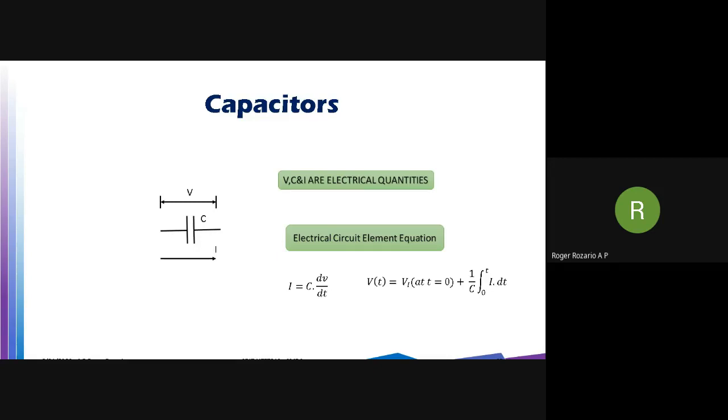So these are the circuit element equations, the electrical circuit element equations for a capacitor. They can be expressed in two forms: one is the differential form and the other is the integral form. The differential form is i equal to C dv by dt, and the integral form is v of t equal to V1 or Vi plus 1 by C integral 0 to t i dt. You can call it Vi, the initial voltage. Hope you are clear with the circuit element equation.